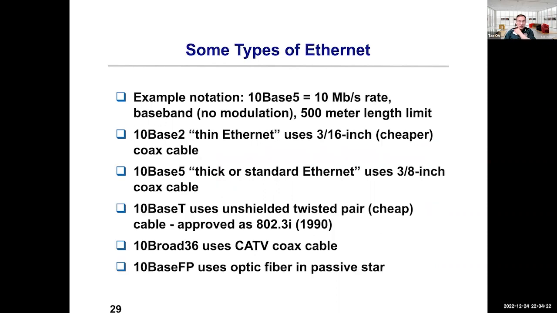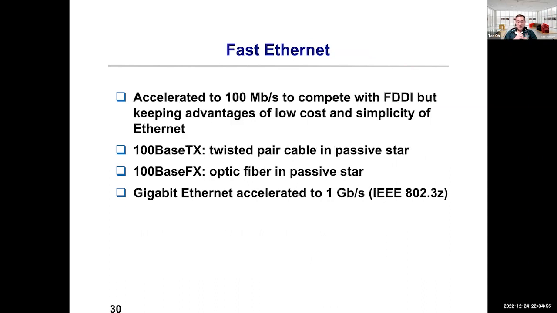Okay, so there are different types of Ethernet. There's 10Base5 at 10 megabits per second. 10Base2 is thin. 10Base5 is thick. 10BaseT uses unshielded twisted pair copper, and not many people use it right now. 10Broad36 uses TV coax cable, and 10BaseFB uses optic fiber and a passive star. And typically uses fast Ethernet.